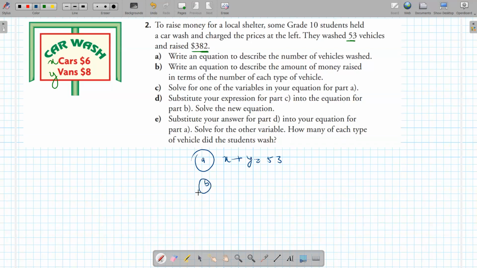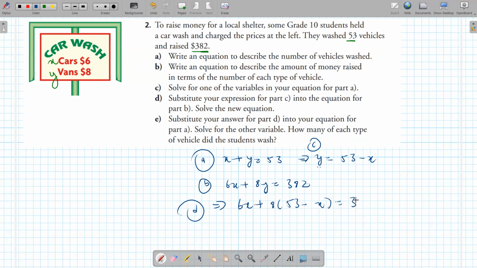Part B, write an equation to determine the money. 6x plus 8y equals 382. Right, that's it. C, solve for one of your variables in part A. Okay, we're just gonna say y is equal to 53 minus x. That's the answer to part C. Part D, substitute your expression in part C into the equation for part B and solve the new equation. So it's just asking us to shove this y in here. So 6x plus 8 times (53 minus x) is equal to 382. How do you solve this for x?